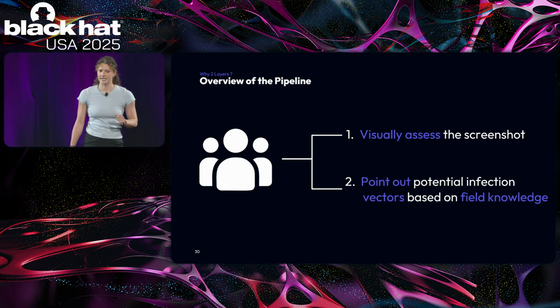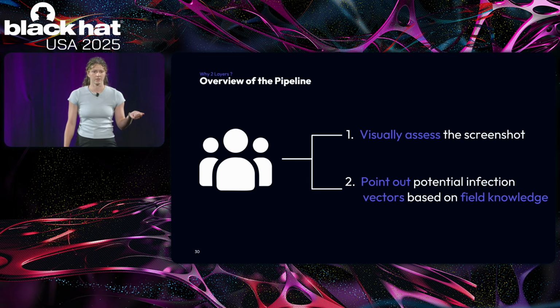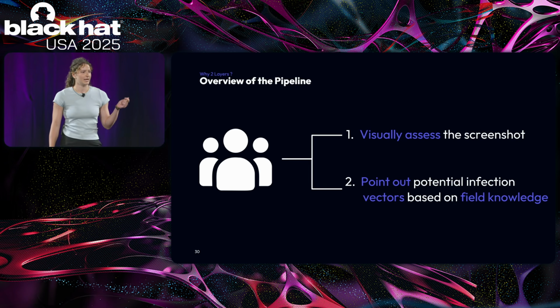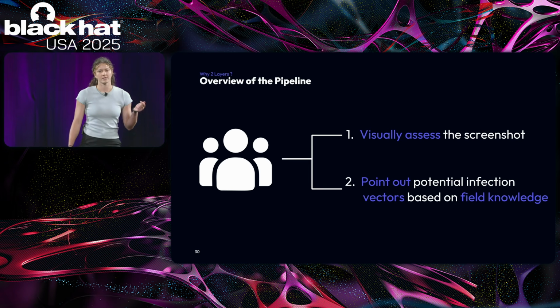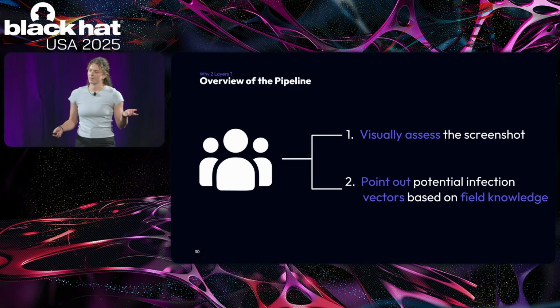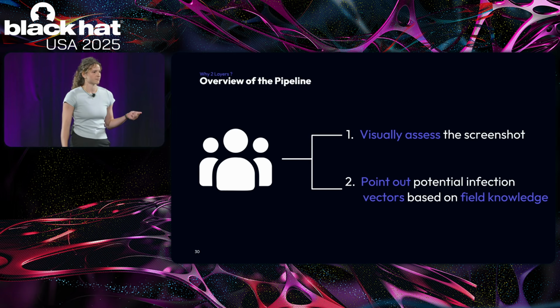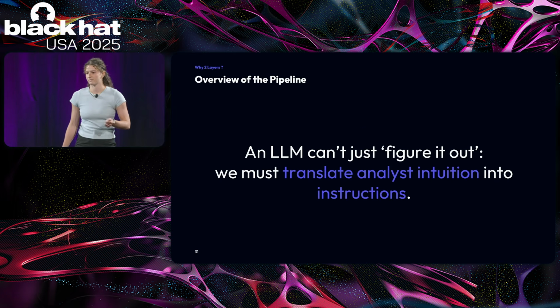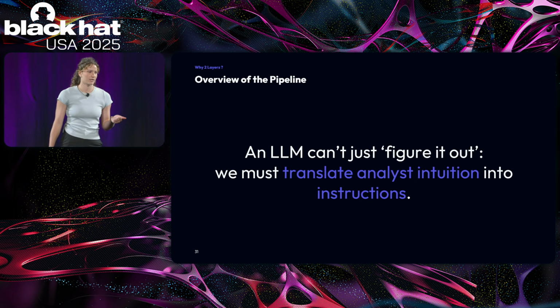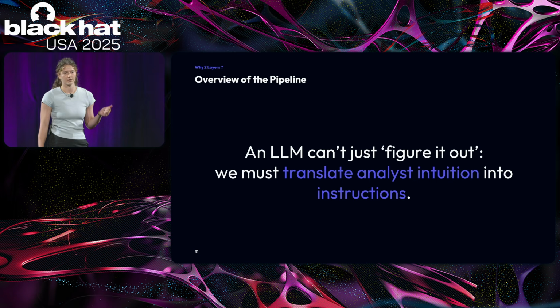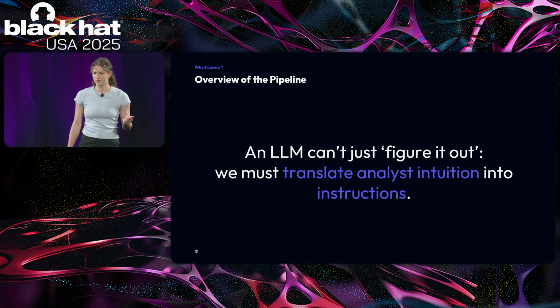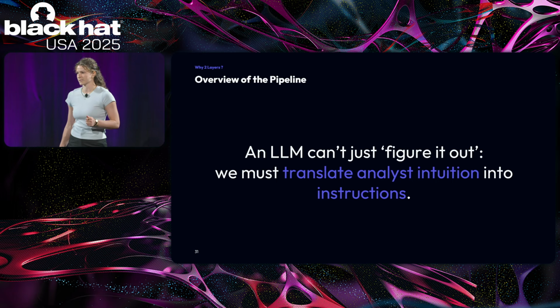What we did here is a second task. We pointed out the infection vector based on field knowledge. And now we understand why the single layer LLM pipeline did not work. Because with a single layer, the LLM has to carry out 2 tasks disguised as 1 task in the human mind. And that brings us to a very important key insight for you guys about LLM. An LLM can't just figure it out. You have to translate your analyst intuition into instruction if you want the LLM to carry out the task properly.